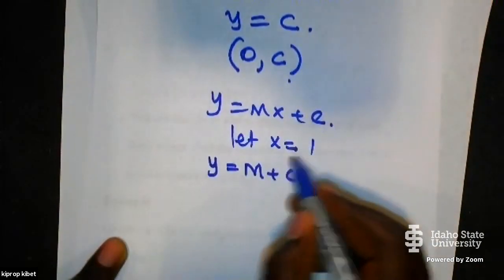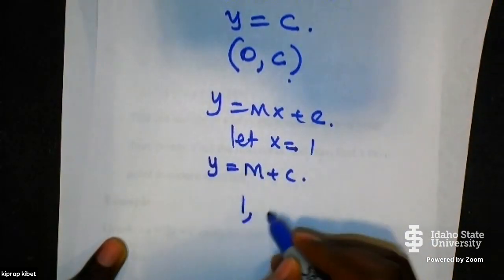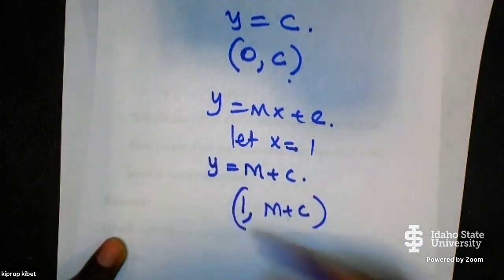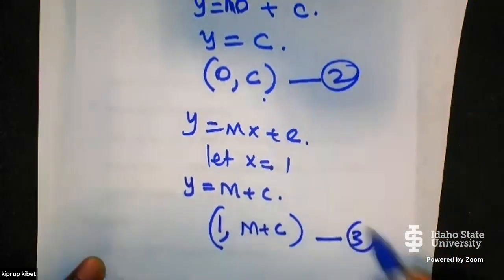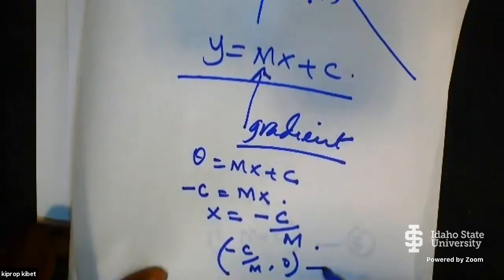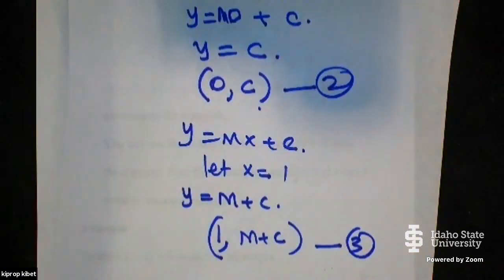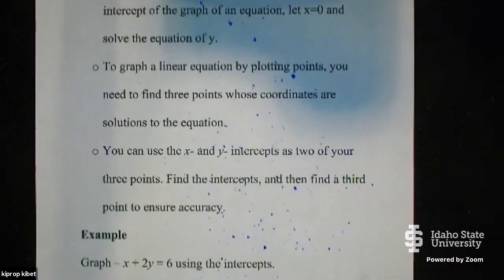So the coordinates will now be x is 1, and y is m plus c. So we now have the 3 points. This one is number 2, this one is number 3, and this one is number 1. Then we plot the Cartesian plane, put the points, and draw a straight line. Okay? Very simple, right? Let's look at example number 1.